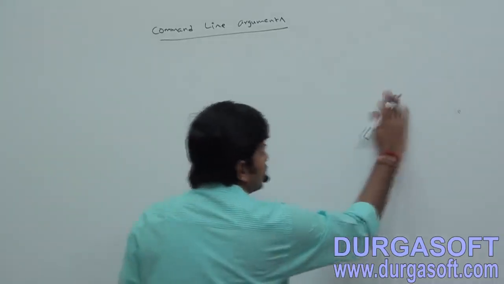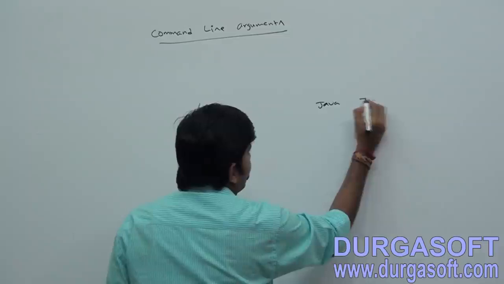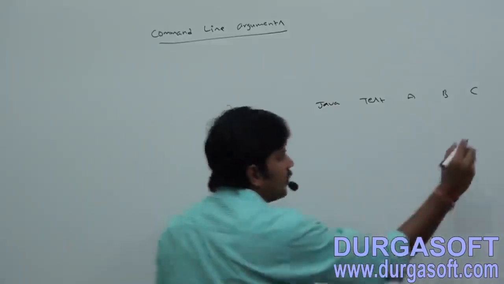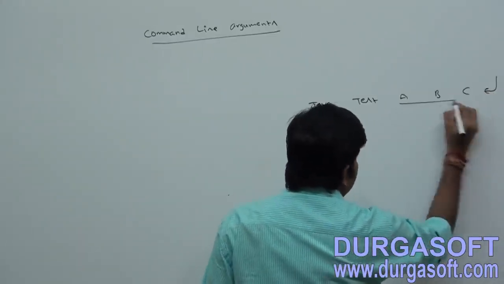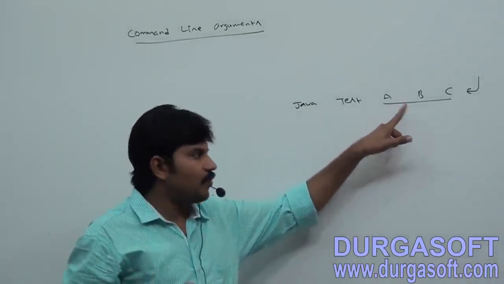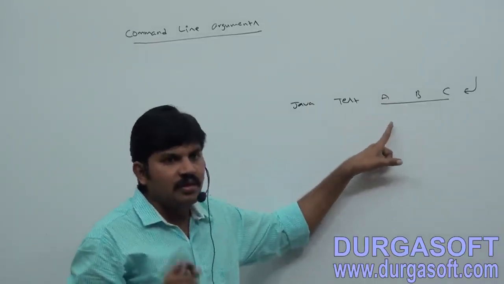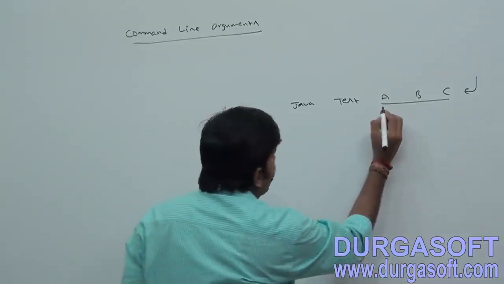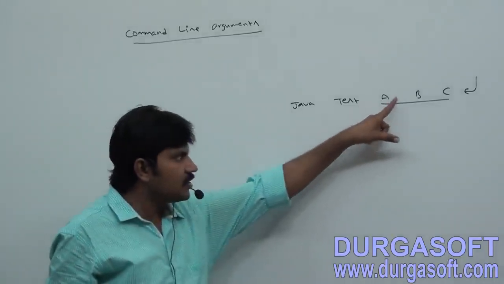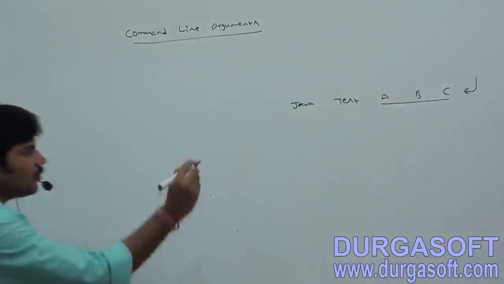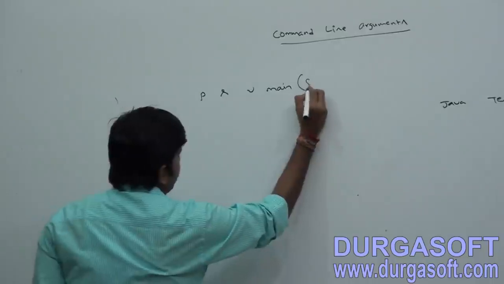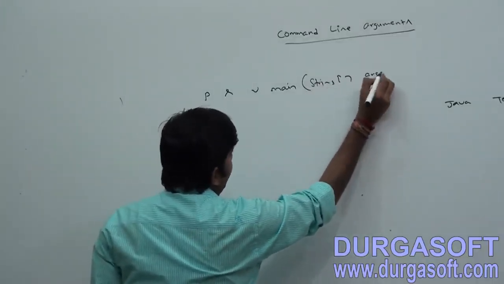Correct or not? Here just observe, if I take java Test A B C, can you tell what all these things are? Command line arguments. The arguments which are passing from command prompt are by default considered as command line arguments, right? Now, whenever we are passing these arguments A, B, C, these are arguments to which method? Main method, right? String array args.